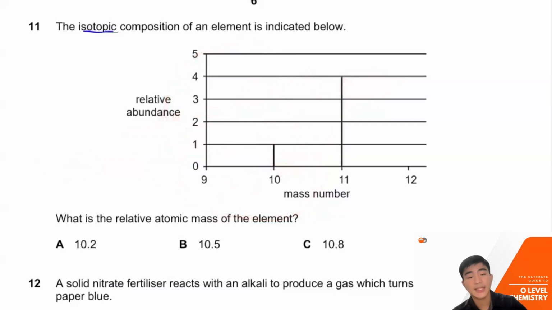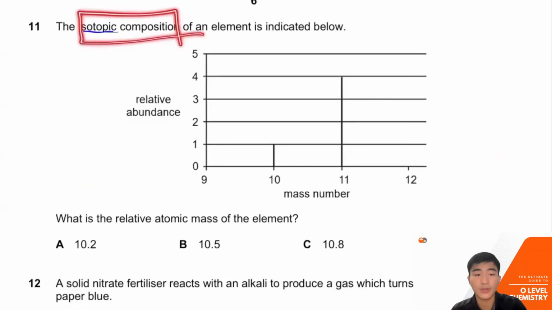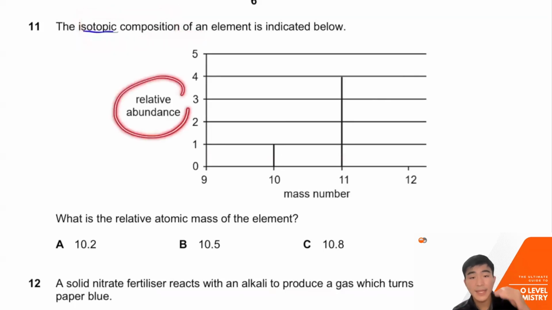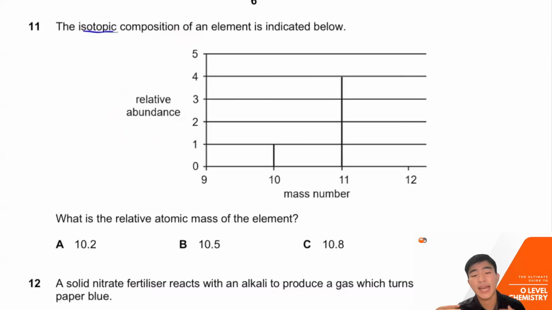So every different element will definitely have some form of averaging. And that is the reason why we study these terms called isotope. Now, relative abundance means how many percent of it has the mass of 10, how many percent have a mass of 11, etc.